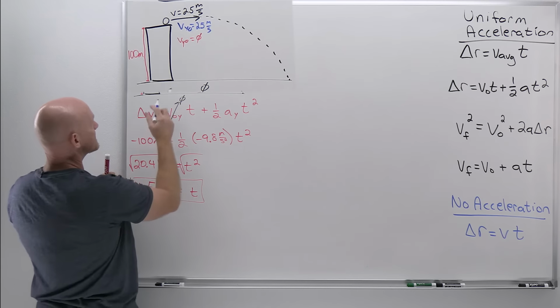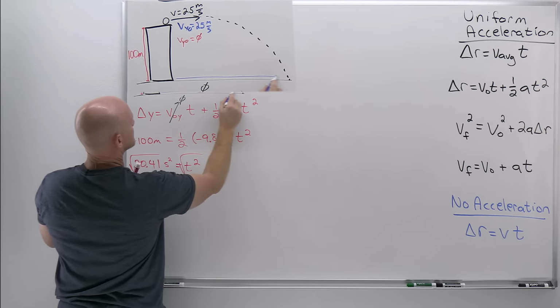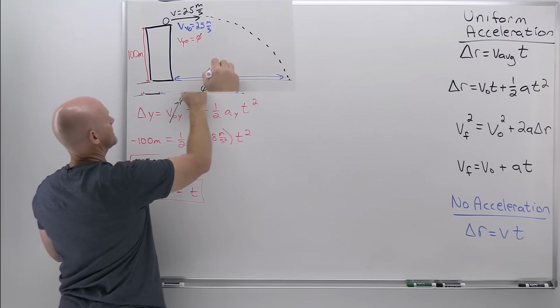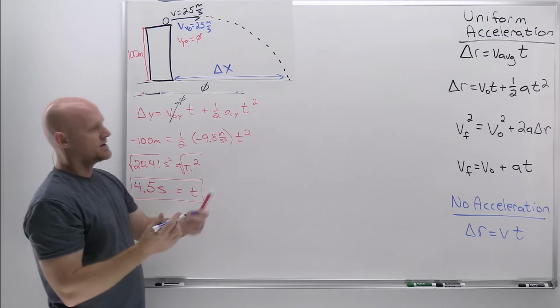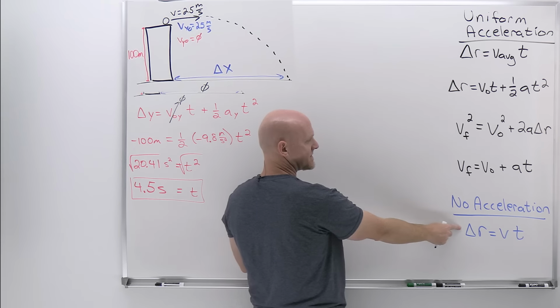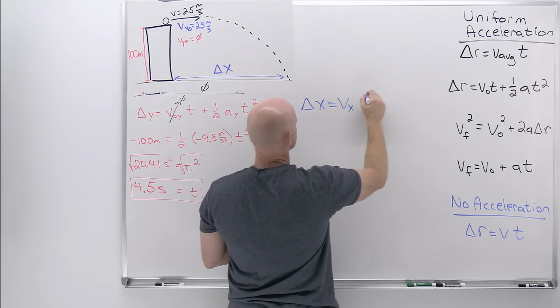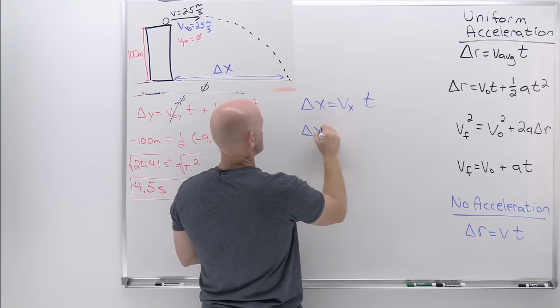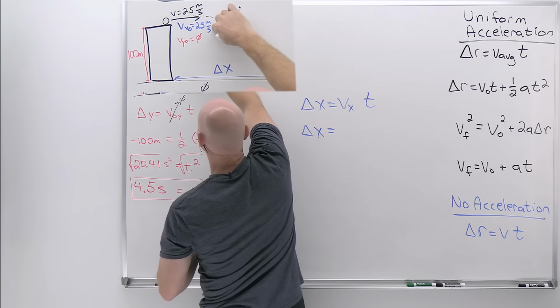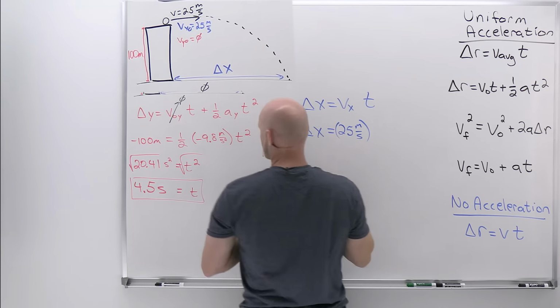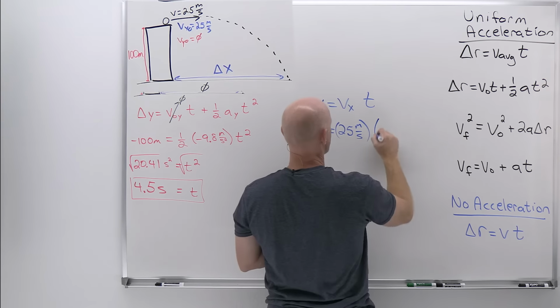And so now we want this displacement right here, which is the x displacement, delta x. Well, again, with no acceleration, constant velocity in the x direction, that's the only equation we have to work with. We need the x component of the velocity times time. X component of the velocity is constant throughout the entire journey of 25 meters per second. We've now figured out that the journey is going to last 4.5 seconds.